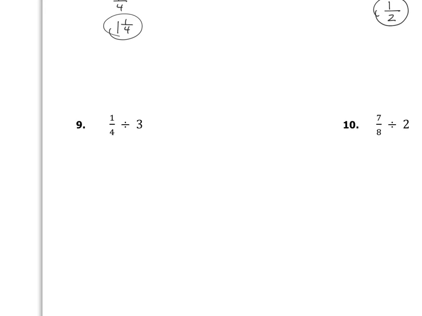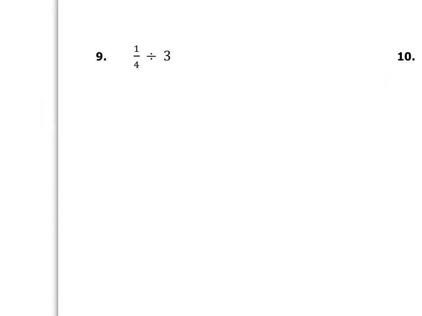A couple more examples. Number 9, 1/4 divided by 3. Remember, the whole number 3 is really 3 over 1, so I'll go ahead and write that in. And then on the next line, I'm going to rewrite my first fraction, change the division to multiplication, and do the reciprocal of 3 over 1, which is 1/3. So this is 1/4 times 1/3, and I get 1/12.